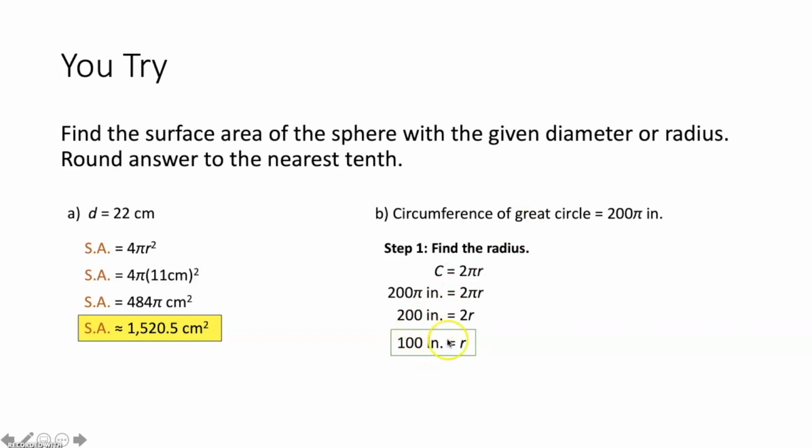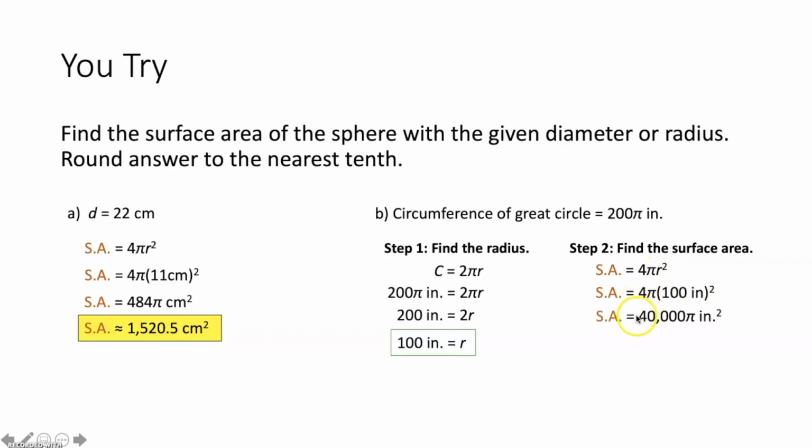So now I can take that radius and plug it into the surface area of a sphere formula. Surface area is equal to 4 pi r squared. So I take 100 inches, plug that in for r. I then square this, multiply it by 4 pi, and then I get that the exact surface area of this given sphere with a great circle whose circumference is 200 pi inches is 40,000 pi inches squared.